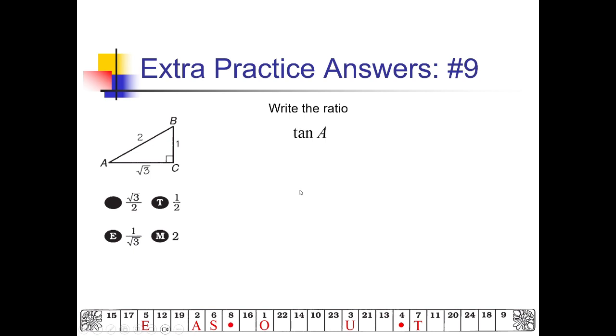For the tan of A, we've got opposite over adjacent. So that's going to be opposite side 1 over adjacent side root 3. And I would normally simplify the radical and get this radical out of the denominator, but looking at my answer choices, we've got 1 over radical 3 in there already, so there's no need to change up the form of this, even though we might do this normally. So that's going to be E going in spot 9 at the very end here.